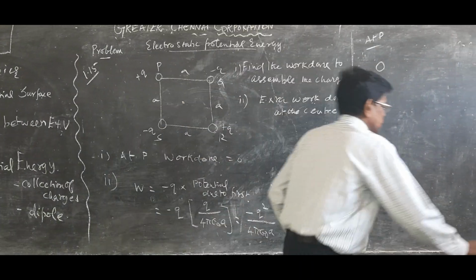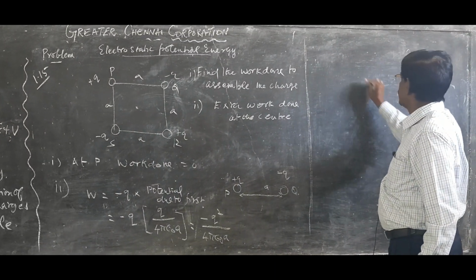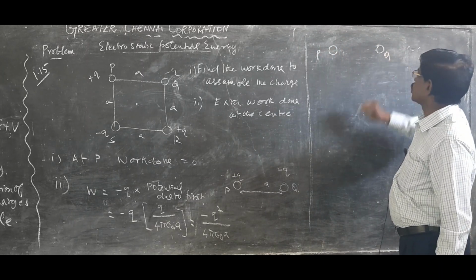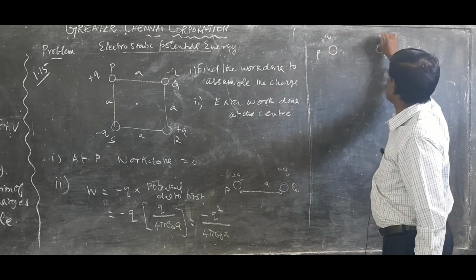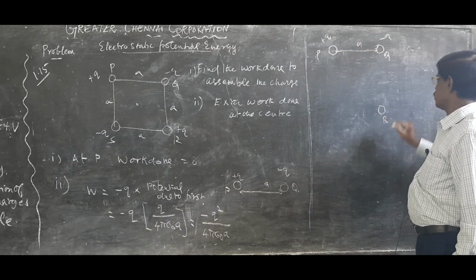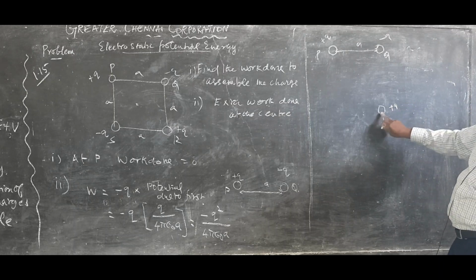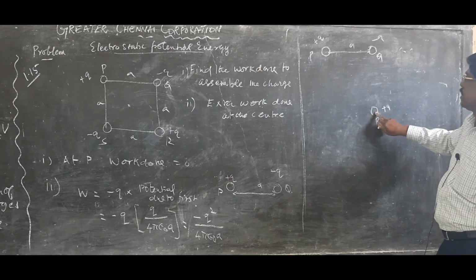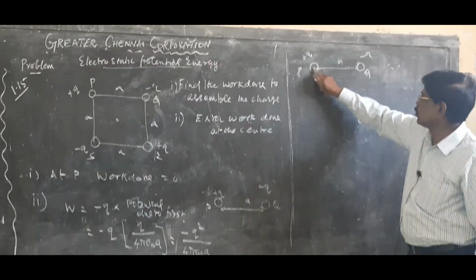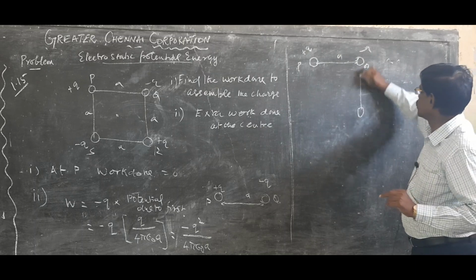Now, the third case. What is the third case? Here is the first charge, here is the second charge, this is point P, this is point Q, so this is plus Q, this is minus Q, and this distance is A. The third charge is placed at R, this charge is plus Q. When we are bringing the third charge here, it will experience the force due to plus Q as well as minus Q. Two electric fields are acting.